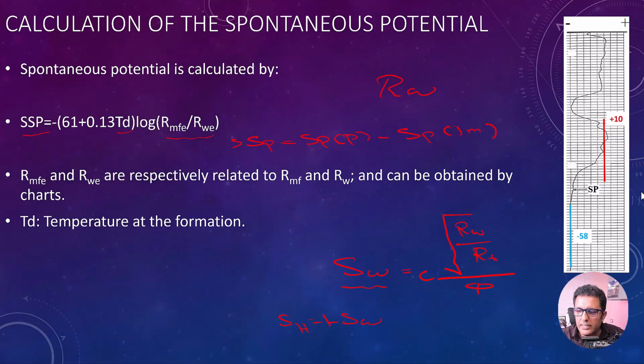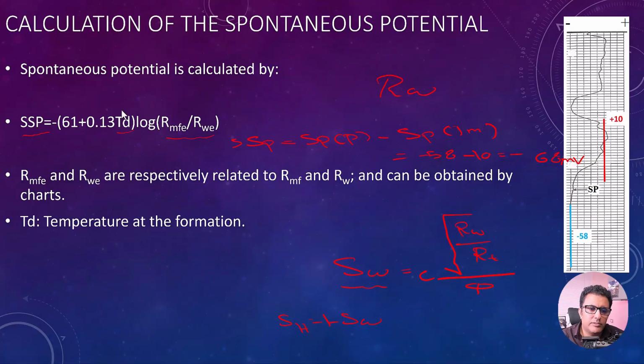So for example, here the SP of the impermeable layer is minus 58 and the SP of the permeable layer is 10. So SSP here is minus 58 minus 10, which is equal to minus 68 millivolt.